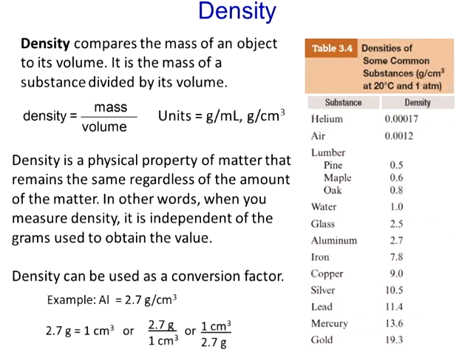One thing that you will find useful with regard to density is using it as a conversion factor. Let's take, for example, aluminum. Aluminum has a density of 2.7 gram per centimeter cube. That means that 2.7 grams of aluminum equals 1 centimeter cube, or 2.7 grams is related to 1 centimeter cube, or 1 centimeter cube is related to 2.7 gram. So you can use these then as conversion factors.